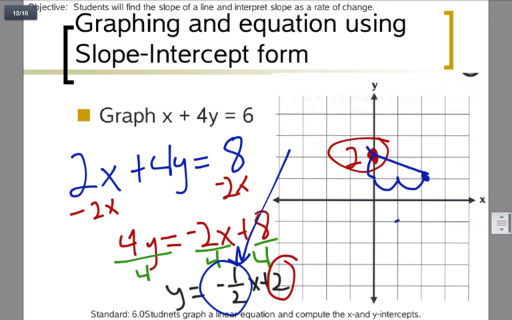And you can keep counting. I can go down 1 over 2 more. And you could actually count the other way. I could go up 1 over 2 right here and connect those dots. Up 1 over 2. And you can see it keeps counting the same slope in both directions. So that's how you graph a line using slope-intercept form. Finding the beginning and then counting slope.